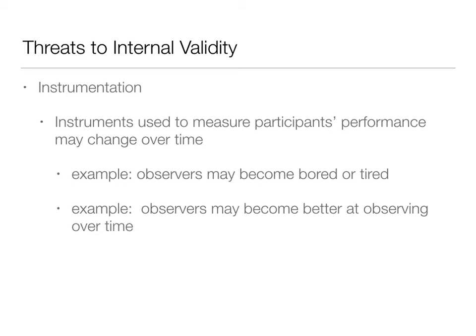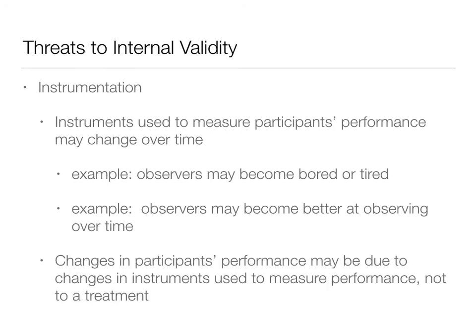We can have problems with a physical instrument. If you're measuring your dependent variable, weight, your battery in your scale died or is dying over the course of the study. So the weights at the end of the study aren't as accurate as the weights at the beginning of the study. We can have those problems with instrumentation. And these changes in participants' performance may be due to the changes in the instruments and not to the treatment.